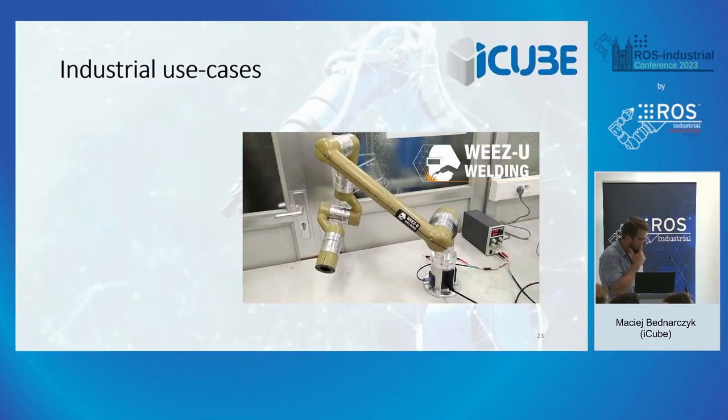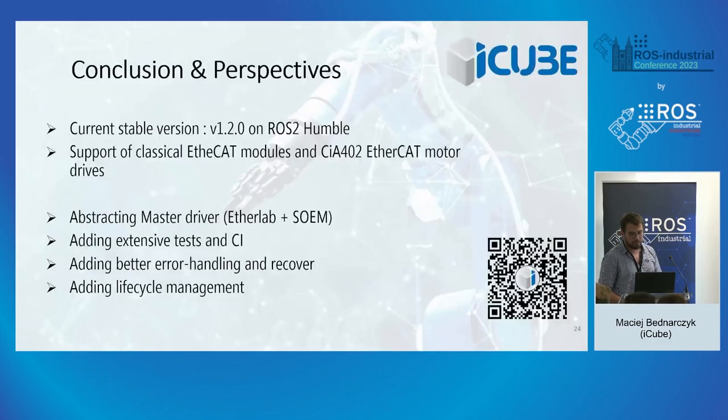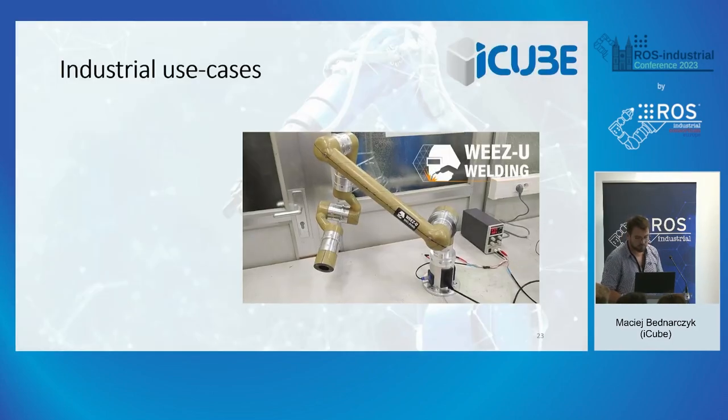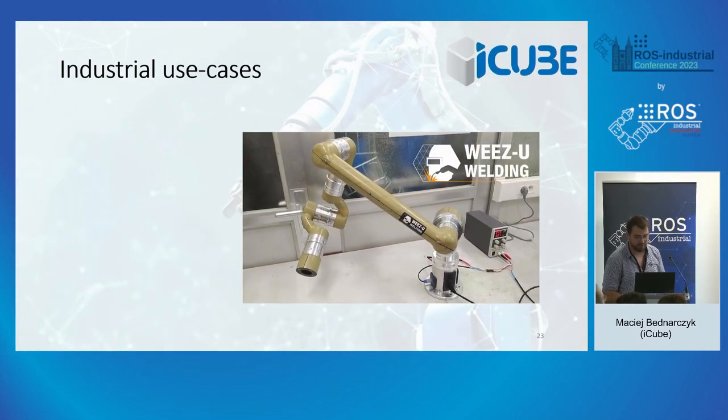Finally, our solution that we propose here was integrated into several industrial use cases, and I can show you one of them, which was developed for a French company, which is Weez-U Welding, which is developing a cobot for welding applications. And the control of the different joints here is made by using the EtherCAT driver that we provided and the generic plugins for motor controls. Oh, sorry, it's not running. So if you have a doubt, the robot is moving.